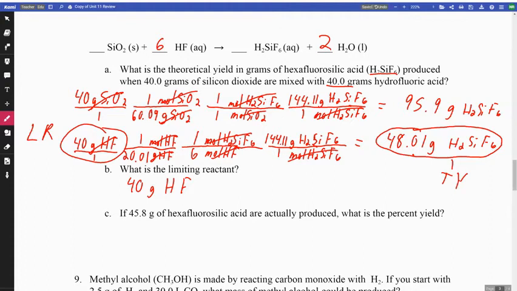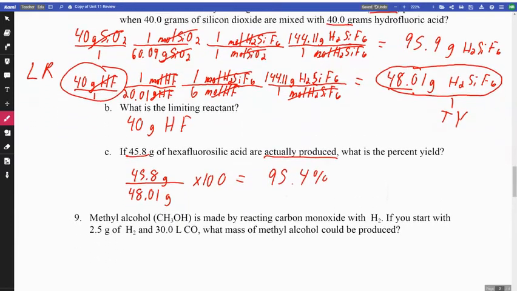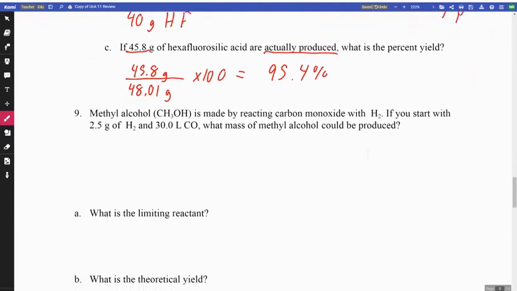All right, so now if 45.8 grams of the product are actually produced, what is the percent yield? So for percent yield, we take actual yield, which is this, because that's what actually is produced, divided by theoretical yield times 100. So 45.8 grams divided by 48.01 grams times 100 equals 95.4%. That's an excellent percent yield. Hooray.